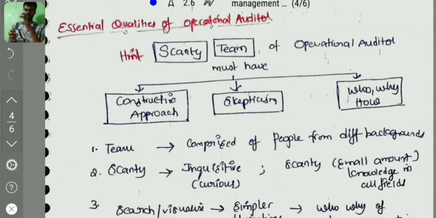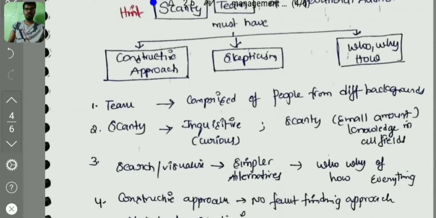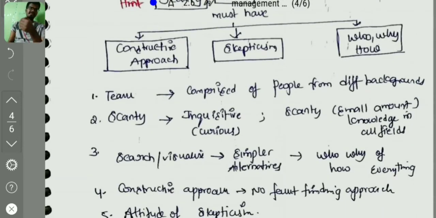The operational audit team must have personnel from different backgrounds. Scanty means the operational auditor should be inquisitive. Inquisitive means he must be curious towards the situation. And what is the meaning of scanty? Scanty means a small amount of knowledge in all fields. The operational auditor need not have abundant knowledge of finance and accounting, but he should have some small amount of knowledge in other fields also.